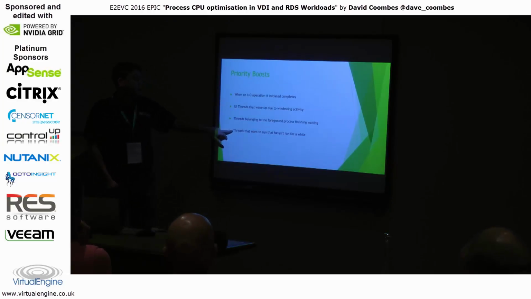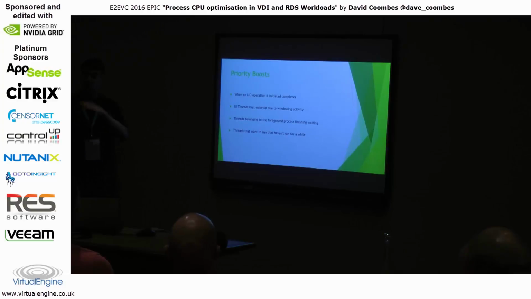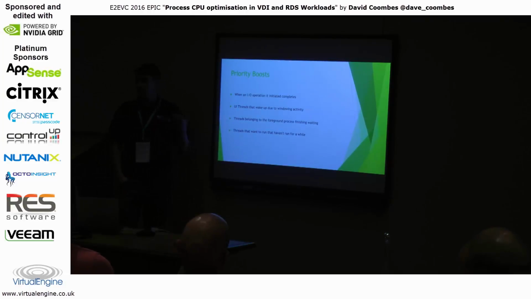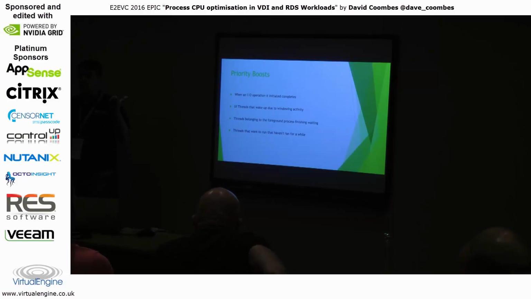The other one is starvation. You can get yourself into a position where you've got a higher priority process that's always running, and because of that, nothing underneath gets to run. So if you've got threads that want to do work and haven't for a while because they've not been scheduled, they'll start getting priority boosts and eventually they'll get to go on the CPU.